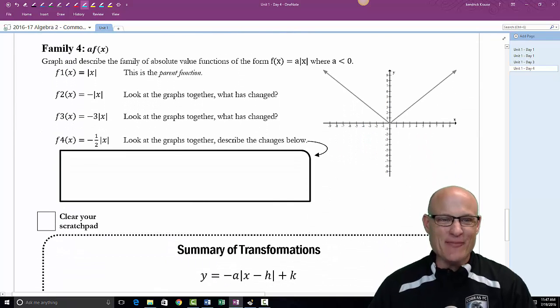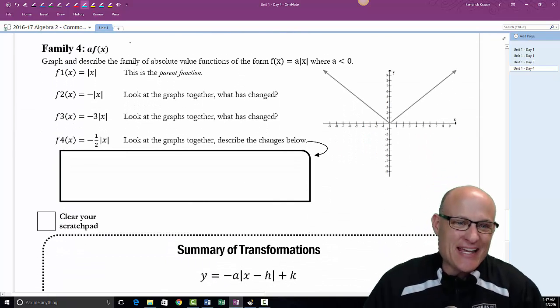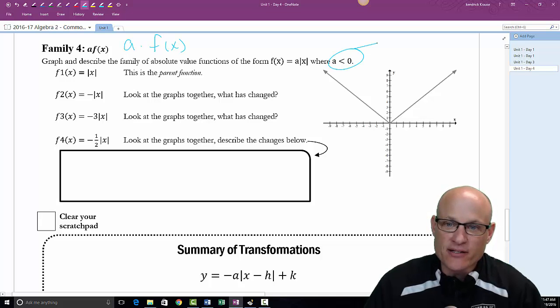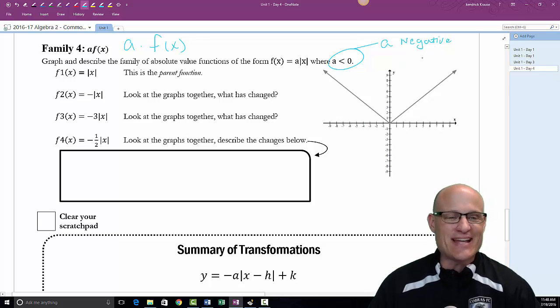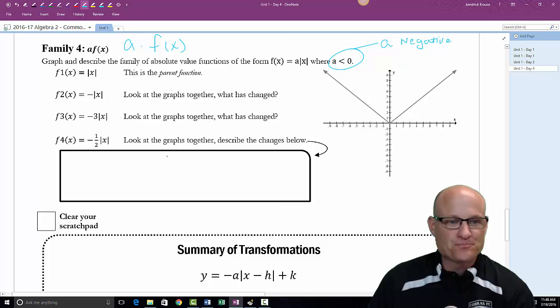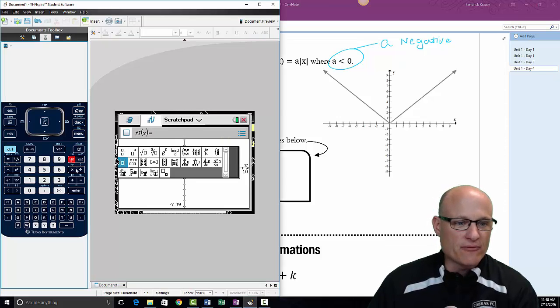Okay, we're going to do the same thing. We're going to do a times f of x. Now I'm going to ask you, what does this mean? In this case it means a is negative. All right, so a is negative this time. So, get our parent function in there.